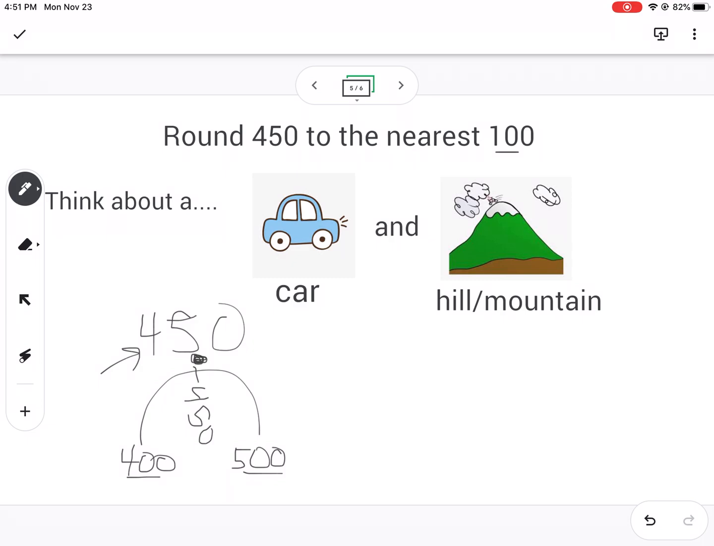If you remember from last video, whenever it's right at the midpoint where it could go either way, the rule is that if you lift your leg off the brake, it's going to go to the bigger number. So 450 rounds to 500.